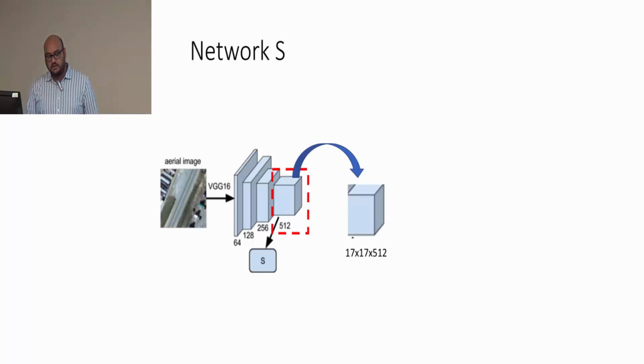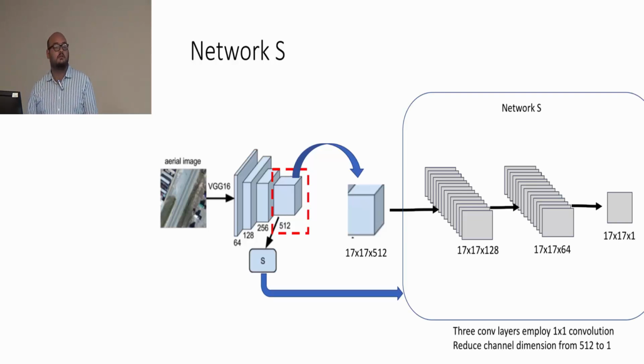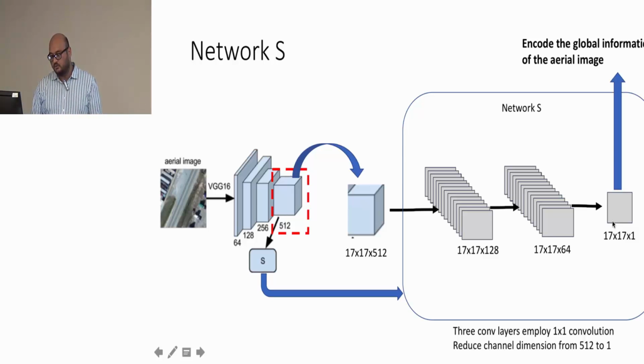So this is how network S looks like. We take the last 512 activation maps from VGG16 and we apply 128 convolutions one by one, then 64 convolutions one by one with the one by one receptive field, and finally we get 17 by 17 by 1, and we reshape that into the shape we discussed earlier. Actually this 17 by 17 by 1 activation map contains all the global information of the aerial image. So we will use that for constructing our transformation matrix.